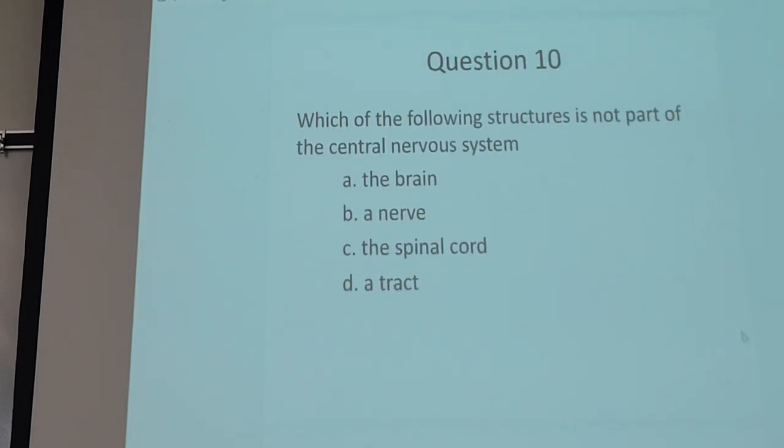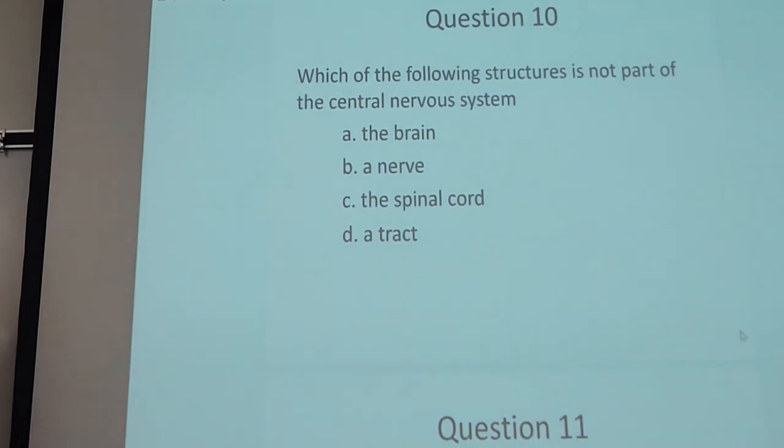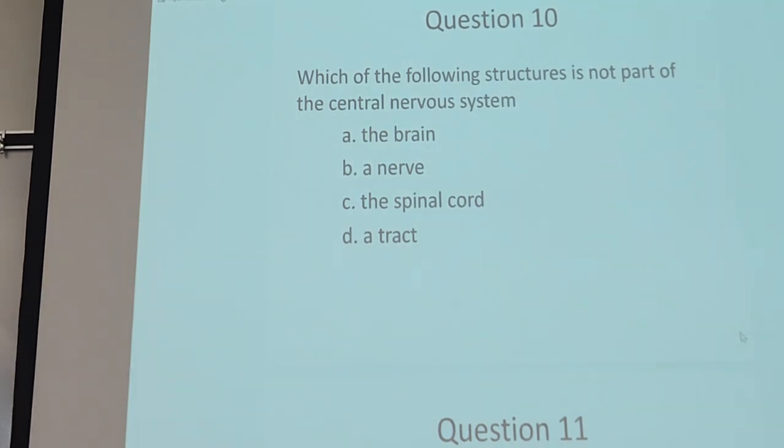Okay. Which of the following structures is not part of the CNS? So I'm hearing B and I'm hearing D. Is the brain part of the CNS? Yes. Is the spinal cord? Yes. Is a tract? Yes. Is a nerve? No, right? Nerves are in the PNS.